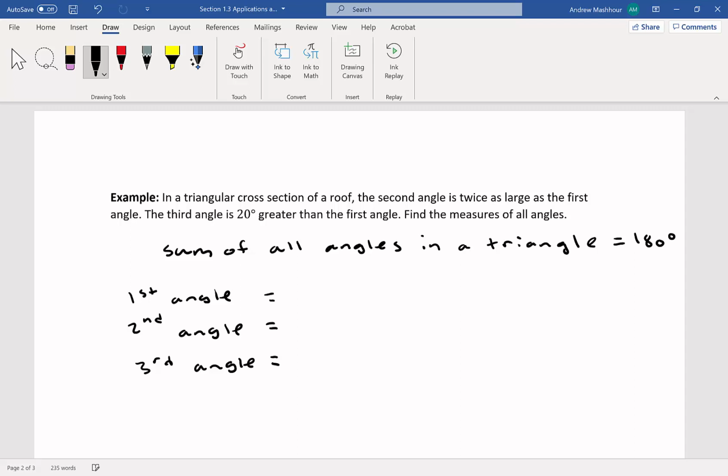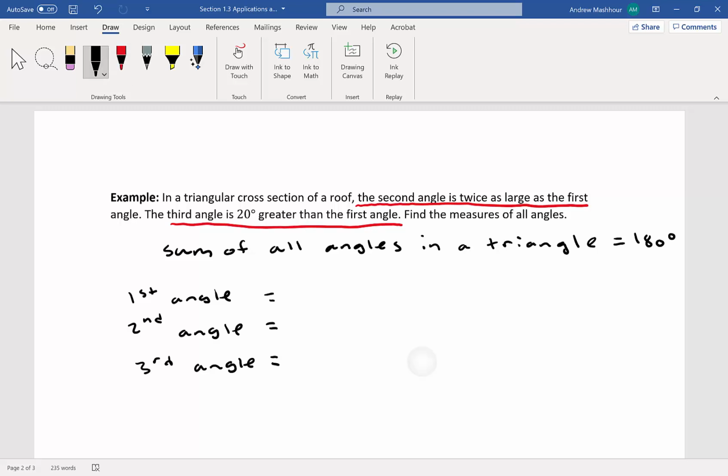Okay, so one of these unknowns we're going to assign the variable x, and then for the other two unknowns we have to write out a variable expression containing x. Now if you take a look at this problem, it's telling us that the second angle is twice as large as the first, and it's also telling us that the third angle is 20 degrees greater than the first. So the second angle and the third angle are both being compared to that first angle.